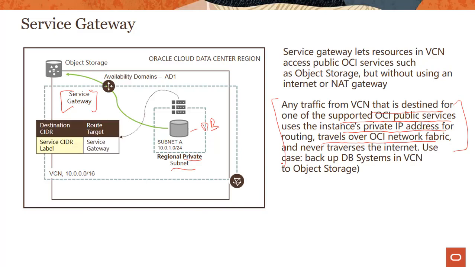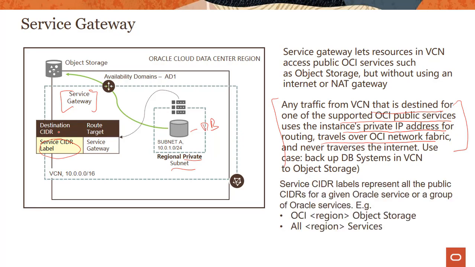Now, how does this work? Similar to the previous examples, you have a route table here. Now, instead of giving a specific CIDR block, you provide a service CIDR label. There are two kinds of labels available today. For example, if you are going to object storage, which is a regional service, you could specify OCI region object storage here, or you could specify all services. In future, if you have other services you want to access, you could do that, because you have access to all the OCI services through your service gateway.